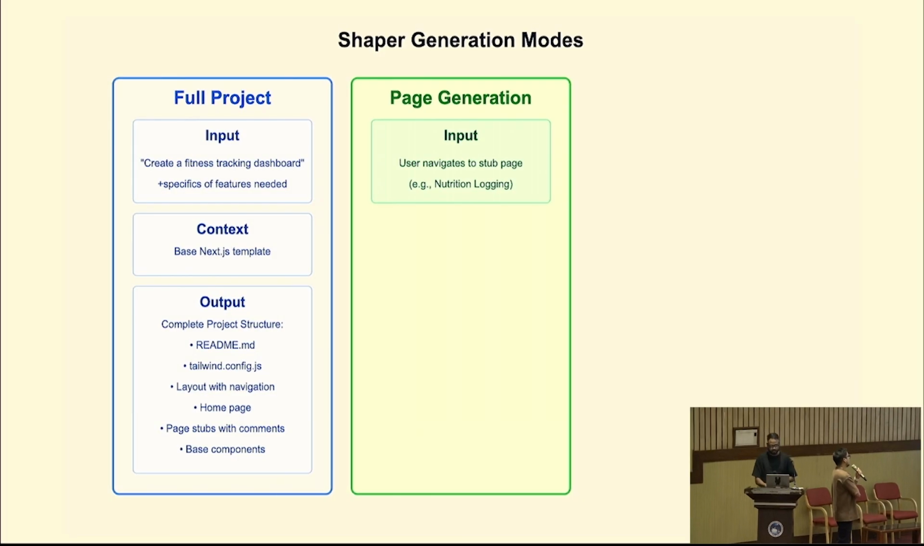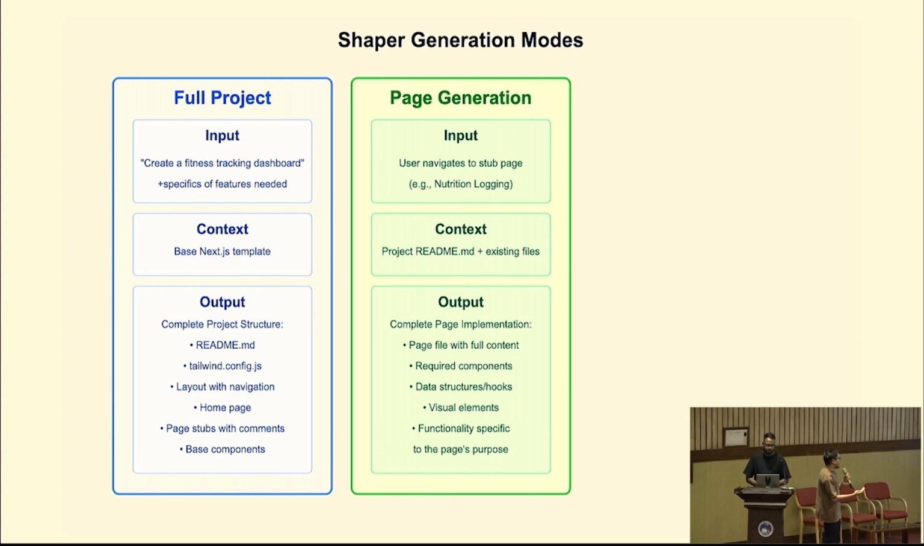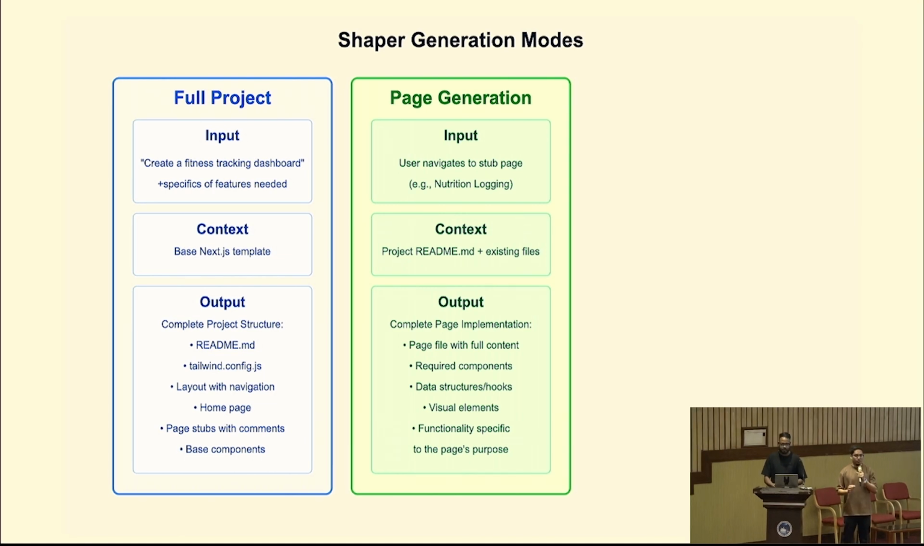So we take the input, we create the context from the existing project README file and existing files, and then we take the output, like the page file with full content and the required components to build that particular page. We also get the functionality and the hooks that we need for that specific page altogether. That's the response we get when we generate pages.